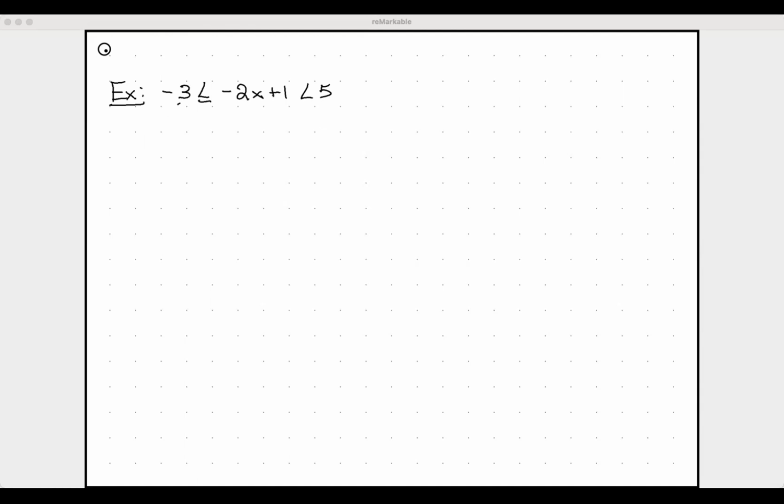So for instance, if I'm going to subtract 1 from the -2x plus 1 part, I need to subtract 1 everywhere. So I'll subtract 1 here, and 1 here. And when I do that, I'll get -4 is less than or equal to -2x is less than 4. All right, and the next thing I need to do is get rid of this -2 in front of the x. So I'll divide everything by -2.